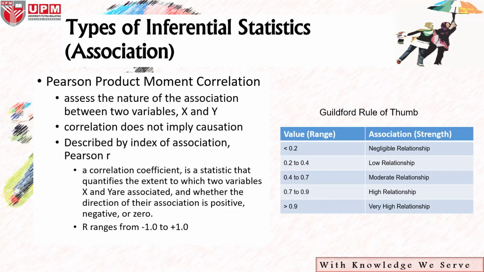Faham? Itu limitasi dia. We can describe in terms of direction of association, either relationship is positive or negative. We can describe in terms of the magnitude, but we cannot conclude the flow of the influence. Sama ada A mempengaruhi B tak boleh.